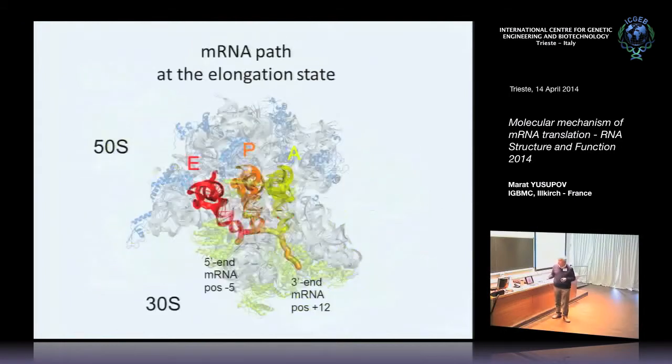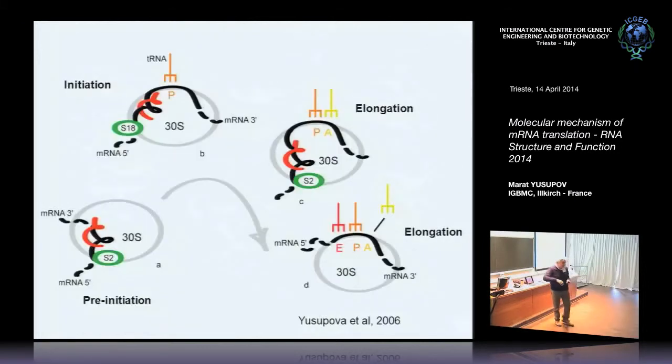Yeah, and finally we also wanted to see the situation when translation has already started and there is no more Shine-Dalgarno, and what part of messenger RNA is interacting with the ribosome, and we solved the structure showing that the ribosome interacts with messenger RNA from position -5 to position +12. So now we can summarize everything and describe a scheme of interaction.